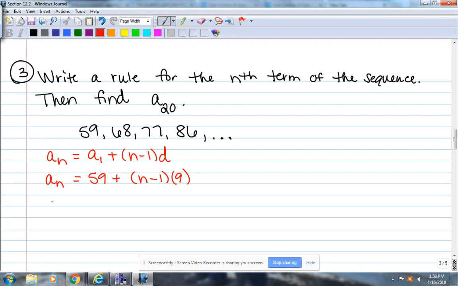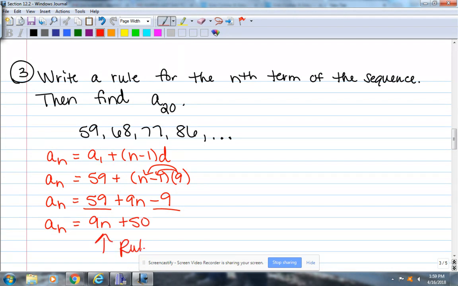All right, and so you simplify this by distributing the 9. So keep your 59. And then 9 times n, 9n. Very good. Then 9 times negative 1, negative 9. Then what do we do, y'all? Like terms. What's 59 minus 9? 50. So the rule for this one is a sub n equals 9n plus 50. So there's my rule. Any questions on how we got our rule?